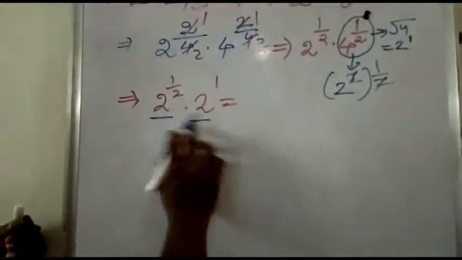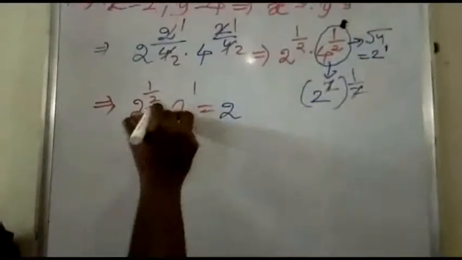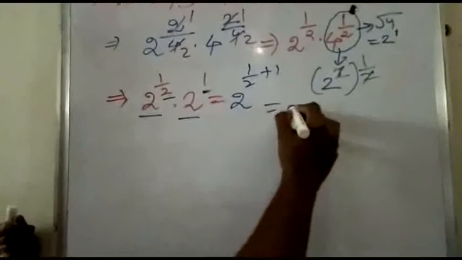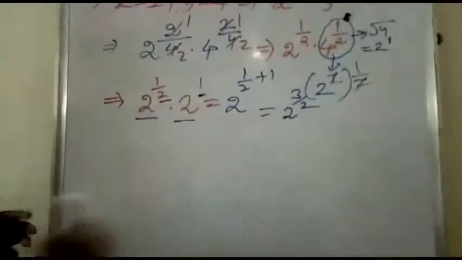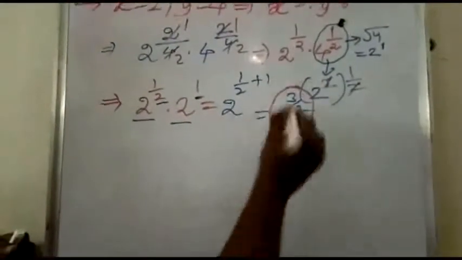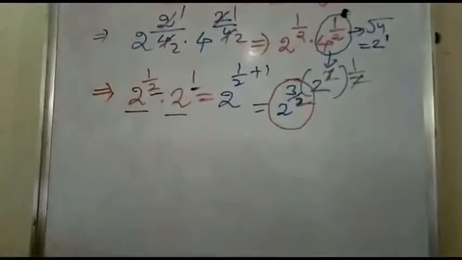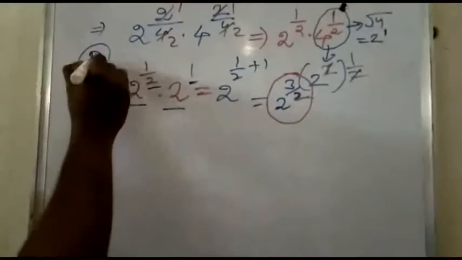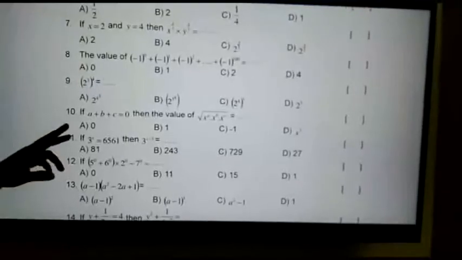What is this? These powers will be added, right? So 2 power 1 by 2 plus 1. That means 2 power 3 by 2. What is the answer? 2 power 3 by 2 is the answer. So option D is the answer, right? Option D. Okay. So next question.